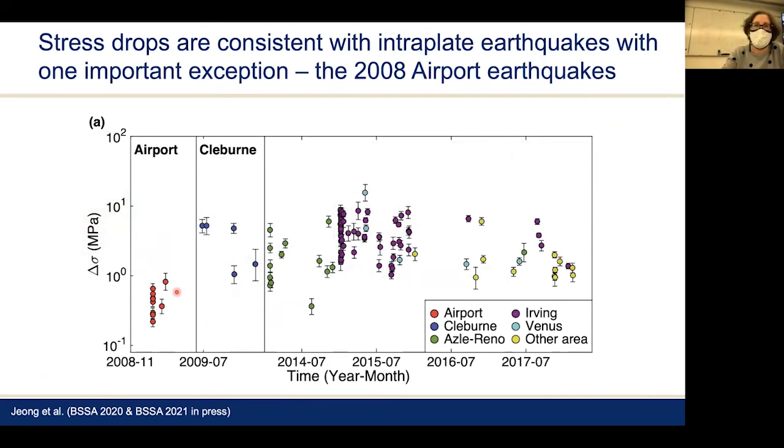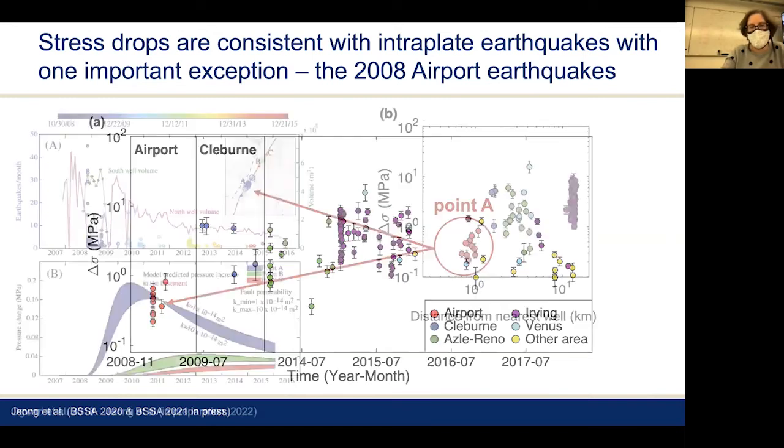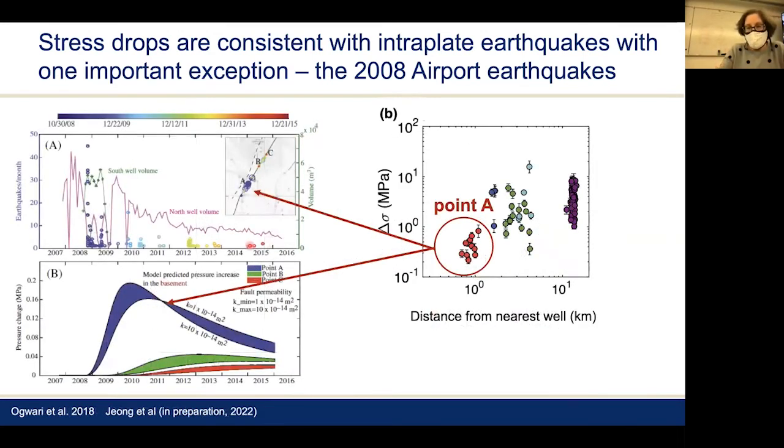And in the airport situation, we see low stress drop. All right, so we use Brune source, fairly standard stress drop calculations. So we get low stress drop. We only get low stress drop near the injection time period, really near the injection well. The more distant earthquakes don't have low stress drop. So it's just this one space and time set of earthquakes that have low stress drop.